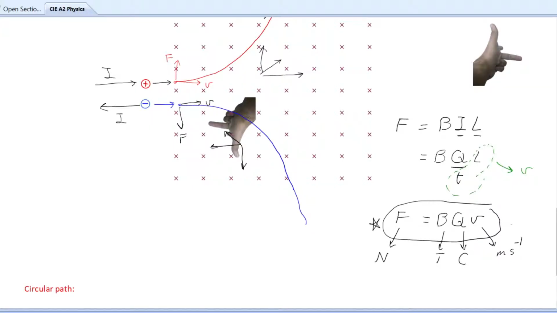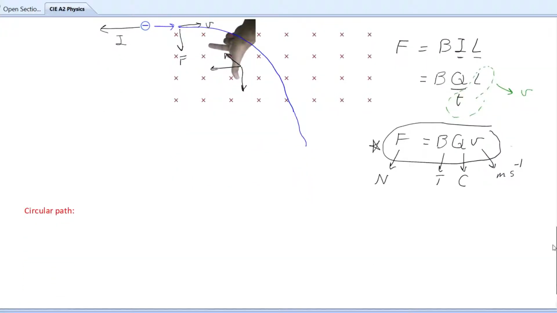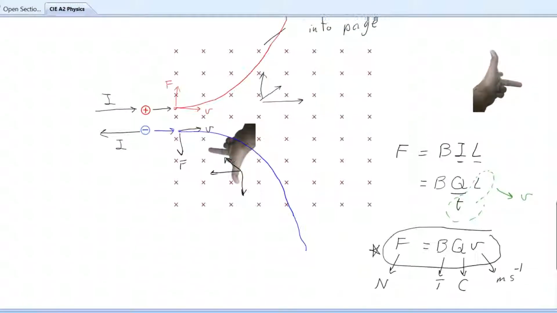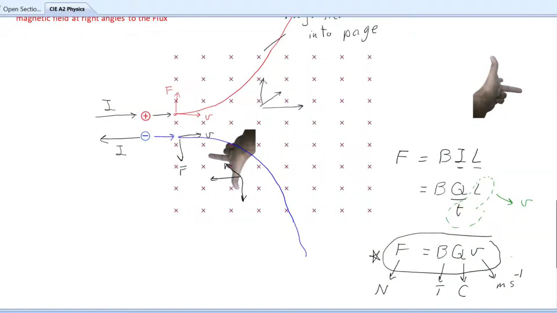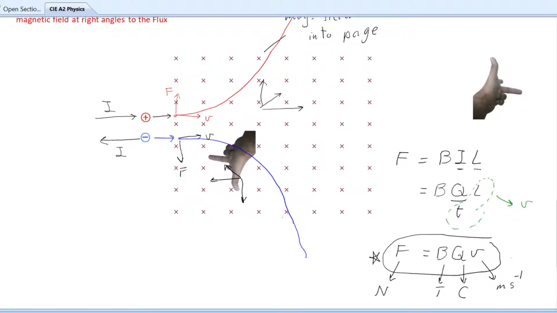Okay, another question that you may be asked is to define the shape of the path of the charged particle inside the magnetic field. You will find that this path inside the magnetic field, for example, from this section to that section, is a part of a circle. Why? Because the angle between the force and the velocity vector is always 90 degrees.